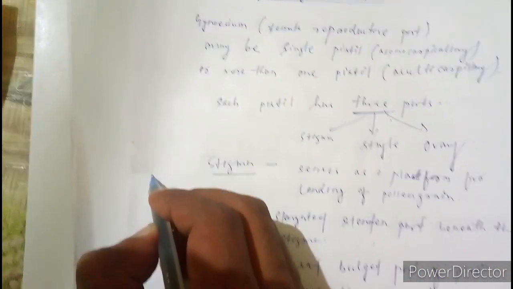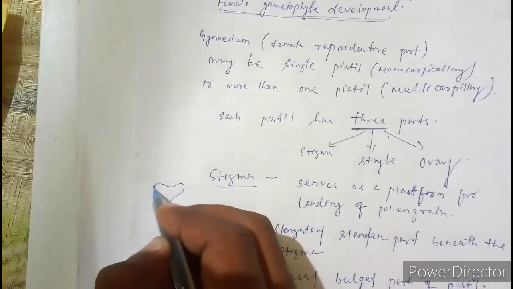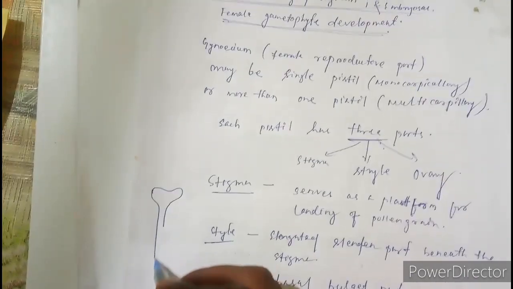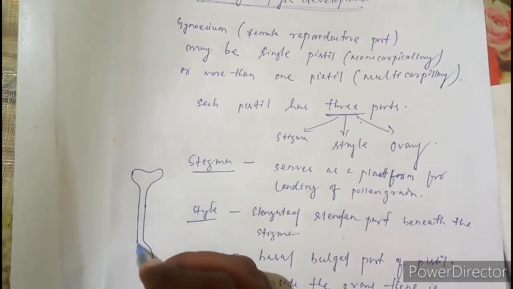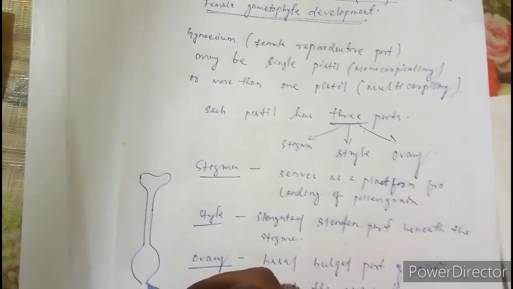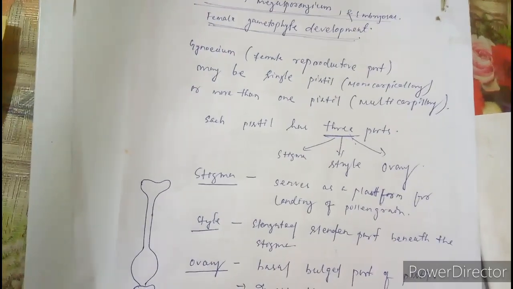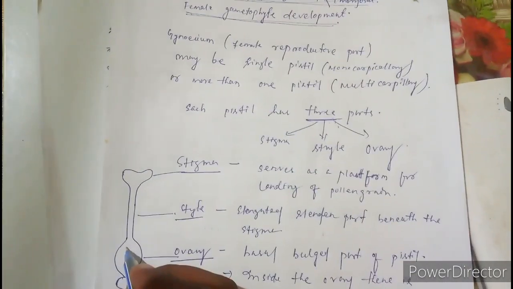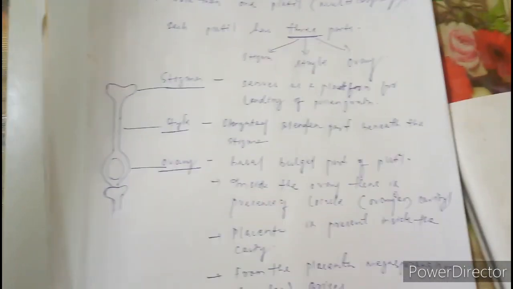Now we are drawing the structure of a pistil. This is the stigma, this is the style, and this is the ovary. This is the thalamus part. Inside the ovary, ovules are present.